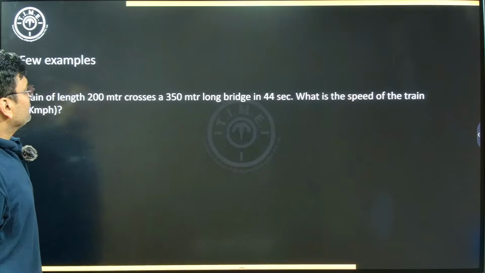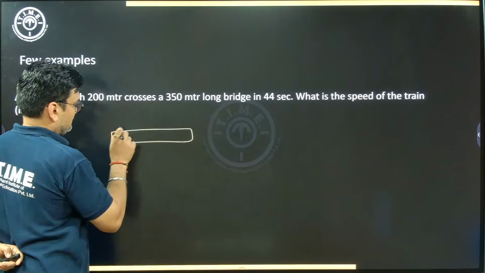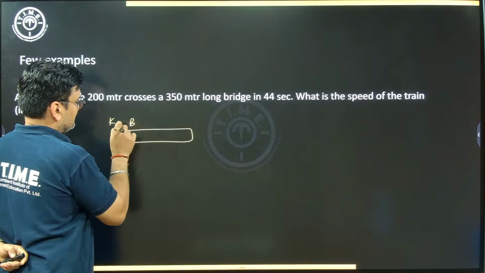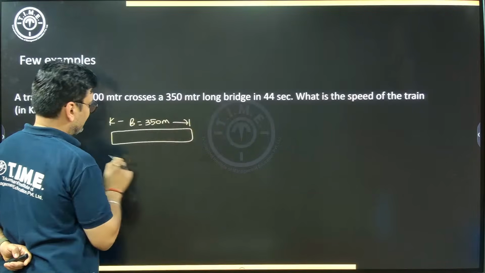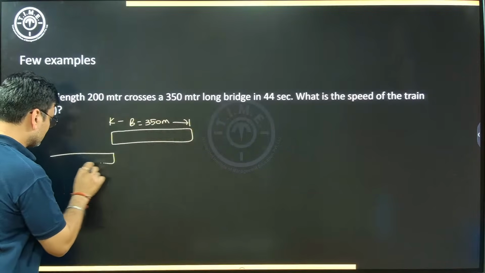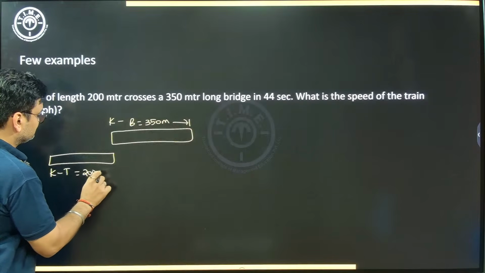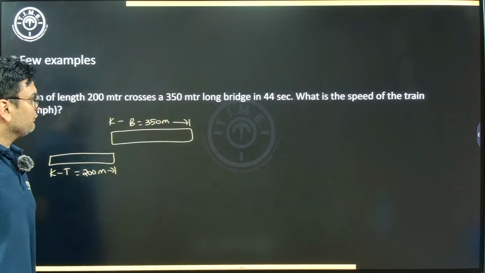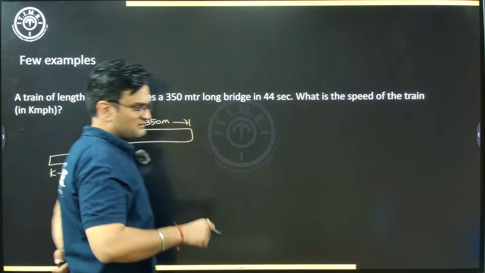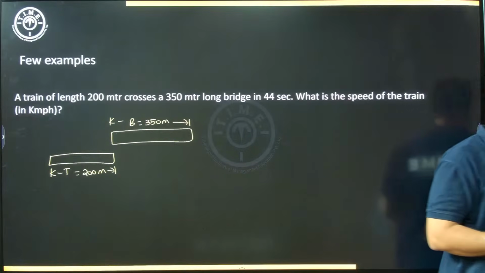A train of length 200 meters crosses a 350-meter long bridge. So the bridge is 350 meters. There's a train which is trying to cross it. The length of the train is 200 meters. It crosses in 44 seconds. What is the speed of the train in kmph? Not the regular speed. He's not just interested in speed, but speed in kmph.